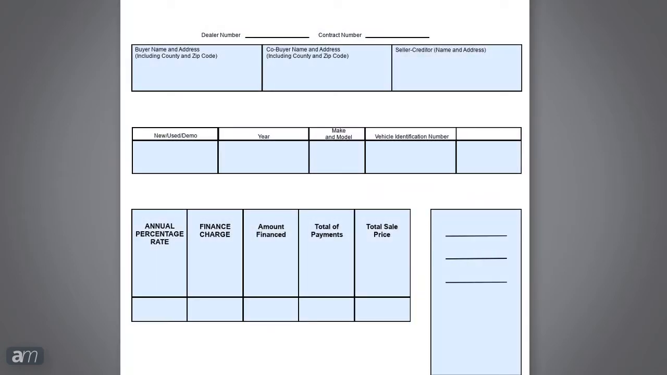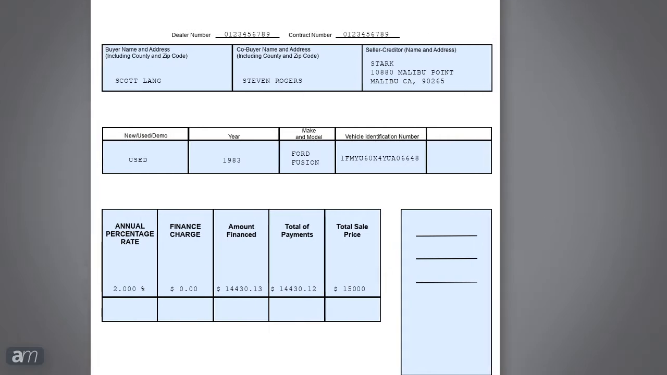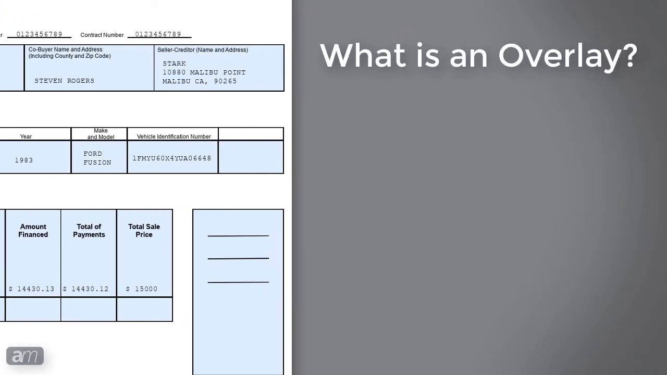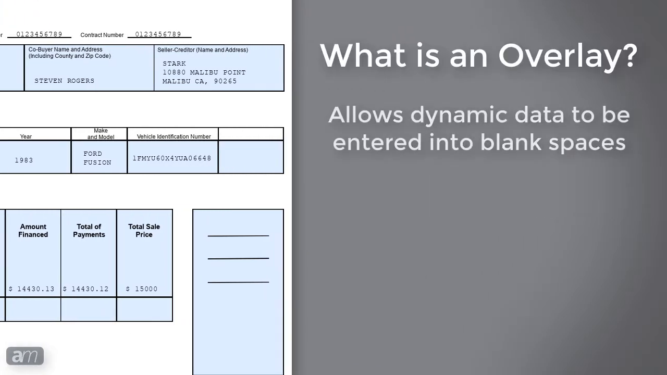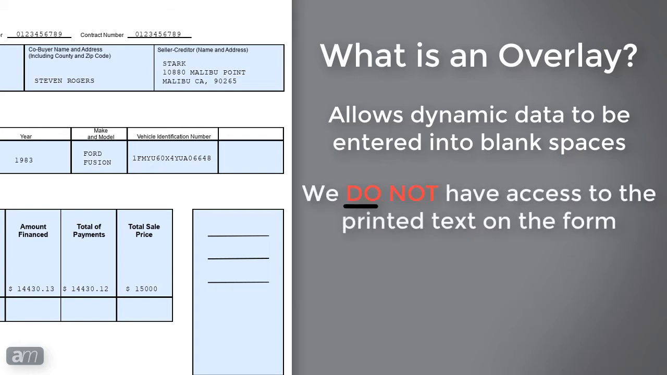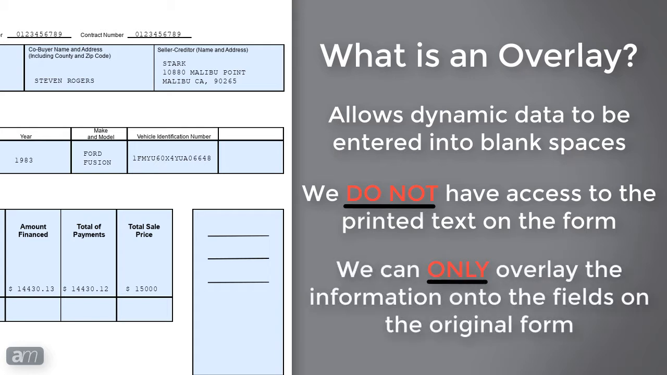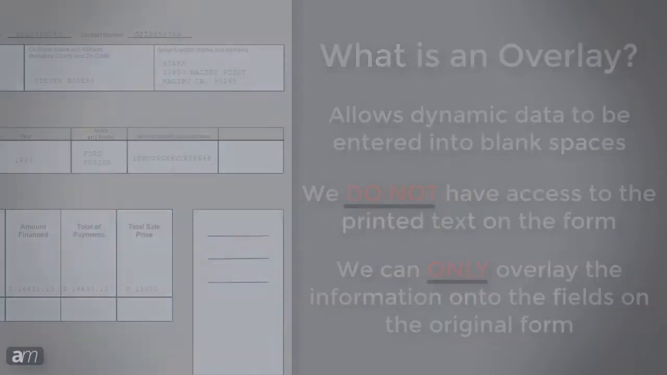The way that printing forms works requires an overlay on top of the original form. But what is an overlay? The overlay allows dynamic data to be entered into the blank spaces on the forms. This data is what is programmed in order for the form to work properly. We do not have access to the already printed text on the form. We can only overlay the information onto the fields provided on the original form.